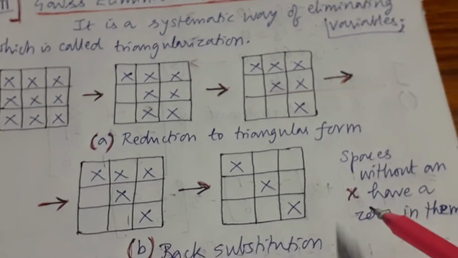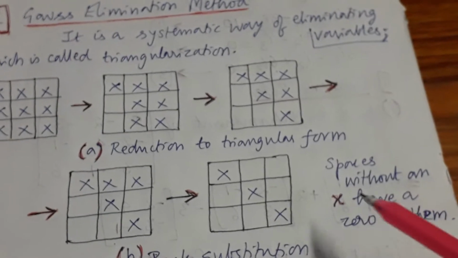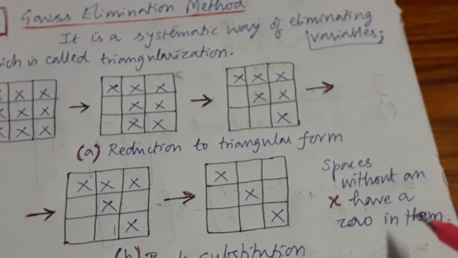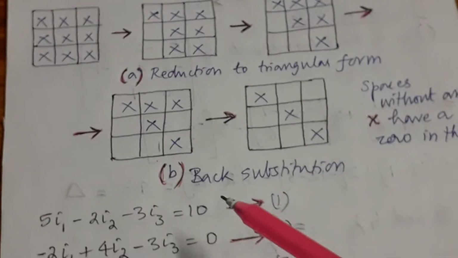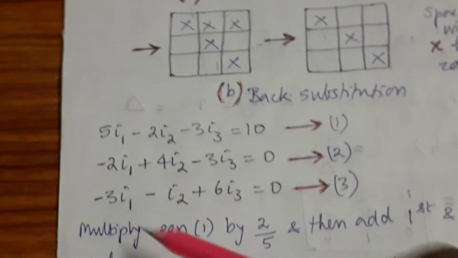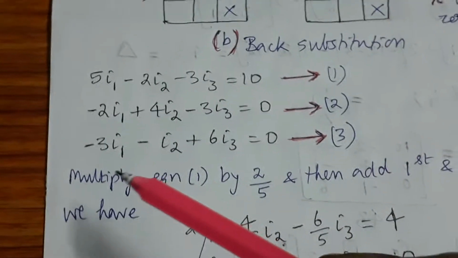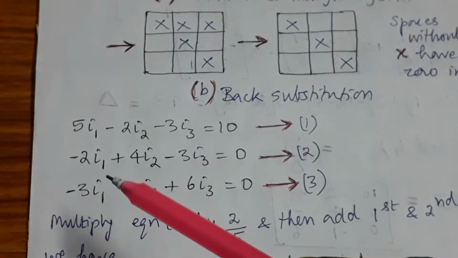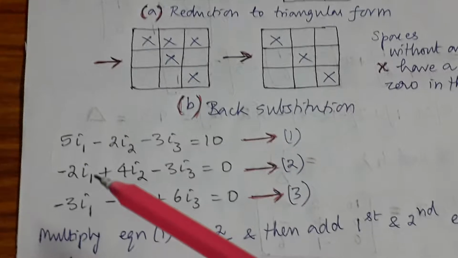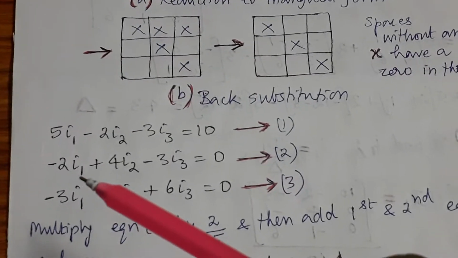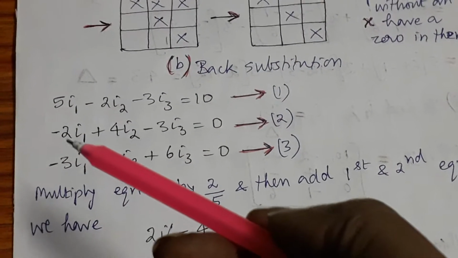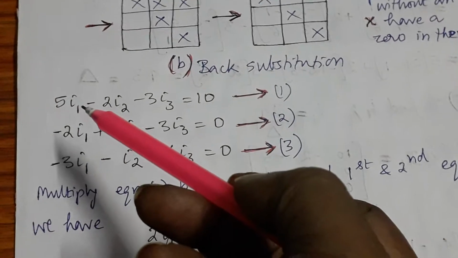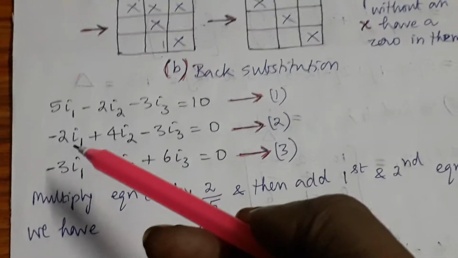Spaces without an x have a 0 in them. Okay, how to get 0 we will see. Back substitution. The same problem, how to eliminate the variables. The idea behind this Gauss elimination method is we have to eliminate the variables. So when you take the first two equations, here we are going to eliminate I1. How? Usually we will multiply the first equation by 2, the second equation by 5, and so on.